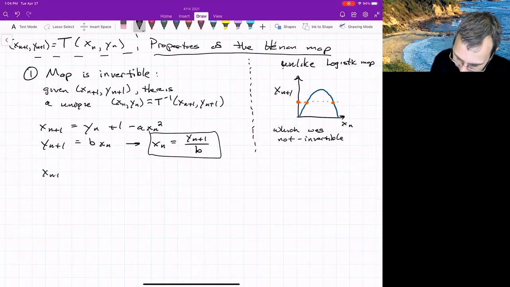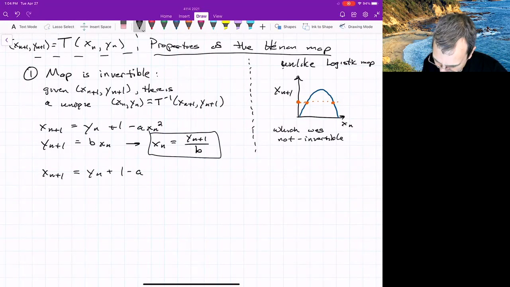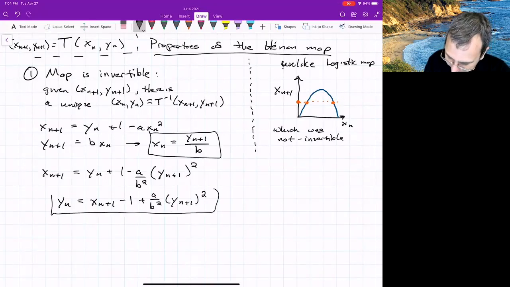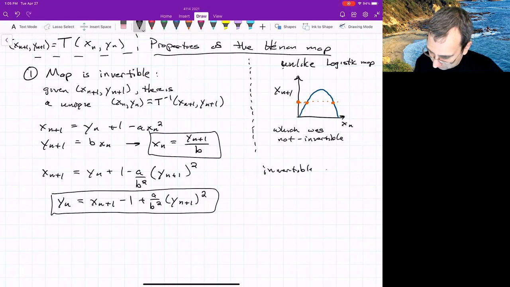What do we get? Xn plus 1 equals yn plus 1 minus a. We've got that thing squared, so let's pull out a b squared, yn plus 1 squared. And just rewrite this to solve for yn. Equals xn plus 1 minus 1 plus a over b squared, yn plus 1 squared. That's the inverse map. So it's invertible, just like Lorenz ODEs.